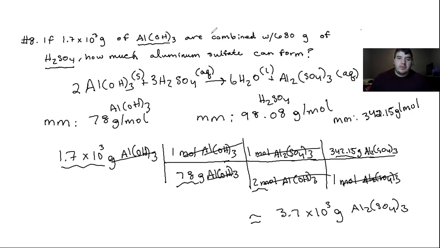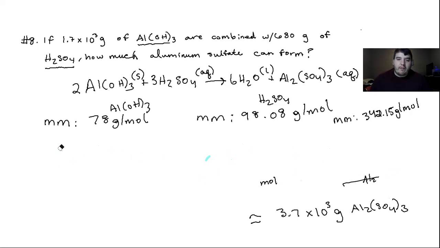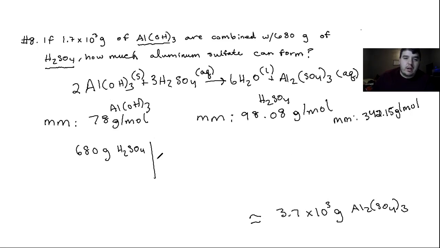Okay, so what I'm going to do is I'm going to erase this bit. I'm going to save that value down there, and we're going to do the same thing now for sulfuric acid based on the given amount, which was 680 grams, and we're going to see if that value is going to be larger or smaller than what the aluminum hydroxide can provide. So what I'll do here is I'm going to start with 680 grams of sulfuric acid. And again, we're going to multiply that by its mole.